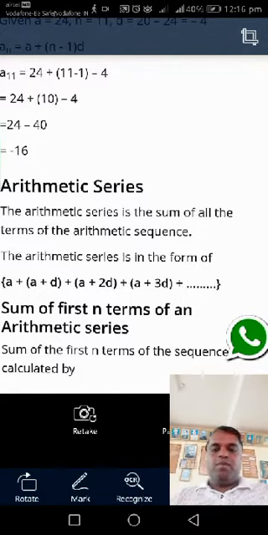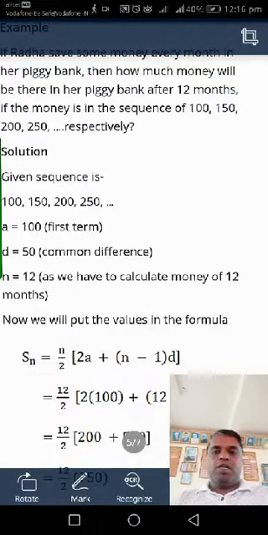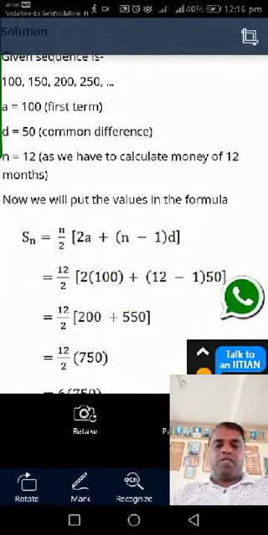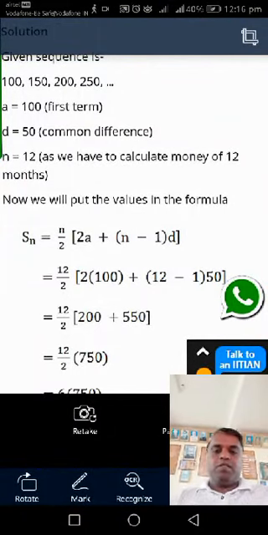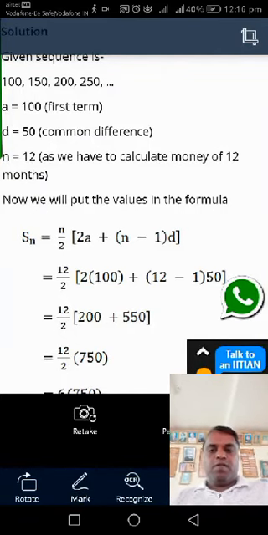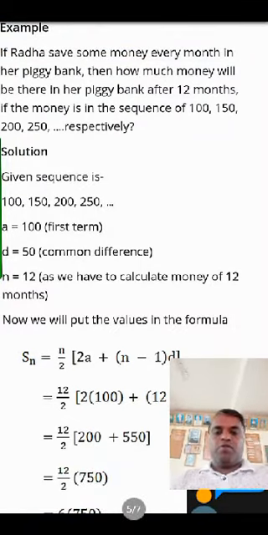The sum of the first n terms of an arithmetic series is calculated by using the formula Sn equal to n by 2 into 2a plus n minus 1 into d. This formula is used to find the sum of an arithmetic series. If you take an example, I have to show one example.